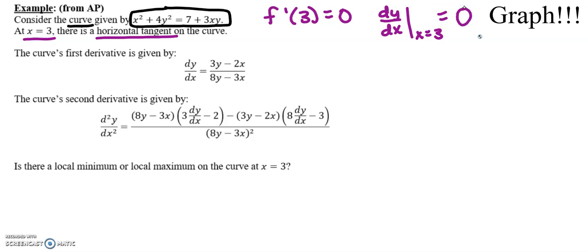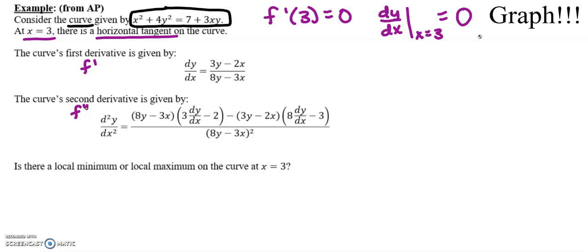Another way of notating that is that dy/dx, when x is 3, is equal to 0. Anytime you start an AP type question, you want to start pulling out all the information based off of what's given. So we know the curve's first derivative, which would be f prime, is given by this expression, dy/dx. Notice that this expression depends on both x and y.